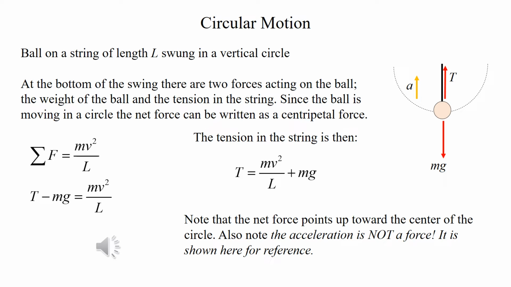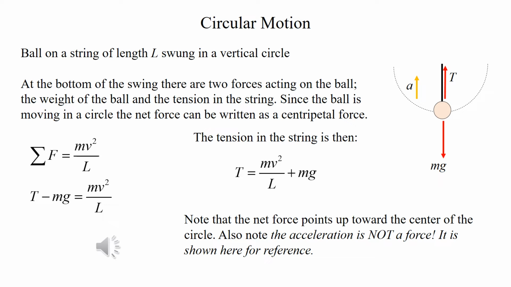So since the acceleration is upward, I choose that as positive. So that we have the tension force upward minus the weight down equals mv squared over L. Now I solve for the tension, and we get the tension in the string equals mv squared over L plus mg. Mg is the weight. So we see that at the bottom of the swing, moving in the circle, the tension is greater than the weight by the term mv squared over L. So the faster we swing, the greater the tension in the string.